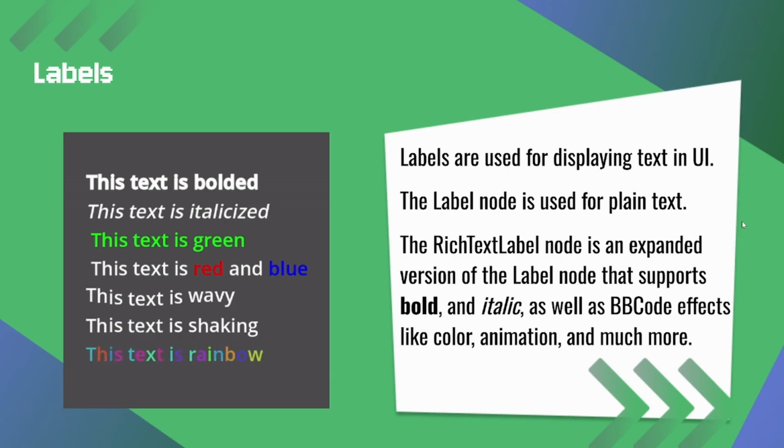All right, labels. We went over that earlier, but labels are simply used for displaying text in UI. The label node is just used for plain text, but you can't do a whole lot with it. The rich text label node is an expanded version of the label node. It supports bold text, italic text, as well as BB code effects. So this is kind of like a markdown type language. Not exactly. But it supports different things like color, animations, and a lot more.